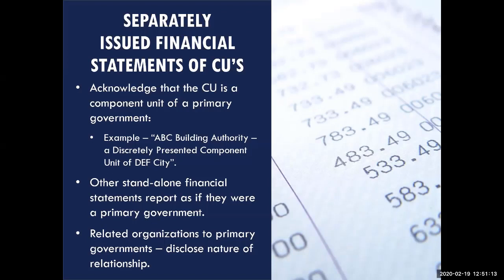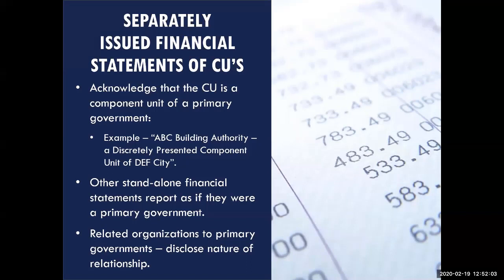If I see, in reviewing a set of financial statements, something come through with ABC Building Authority, a discretely presented component unit of DEF City, I know that you copied this screen. So change it for your own use. The other standalone financial statements of the component unit would report as if they are a primary government. So what we're talking about is, say we have a transportation system that presents its own standalone financial statements, but it is a discretely presented component unit. It needs to have almost the look and feel of the primary government and present, for example, a management's discussion and analysis, the basic financial statements as applicable, and the notes as applicable, and any sort of required supplementary information.